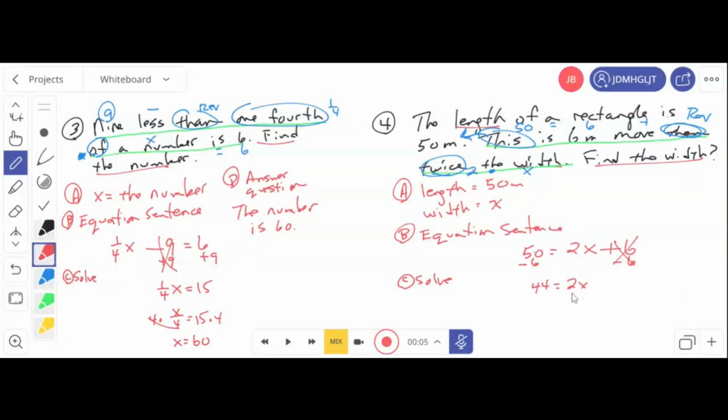Then undo the multiplication by dividing. 44 divided by 2 is 22. Then answer the question. The width is 22 meters.